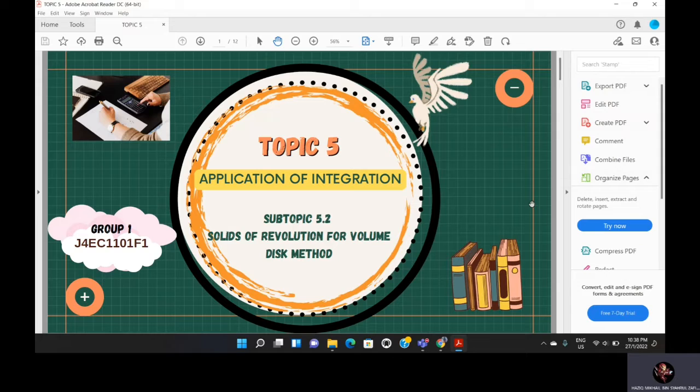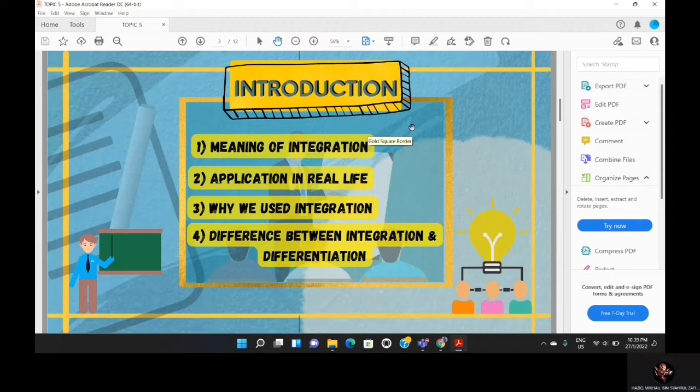The course code is CEEC1101 and the course group is J4EC00101F. The topic that we all agreed to select is application of integration.